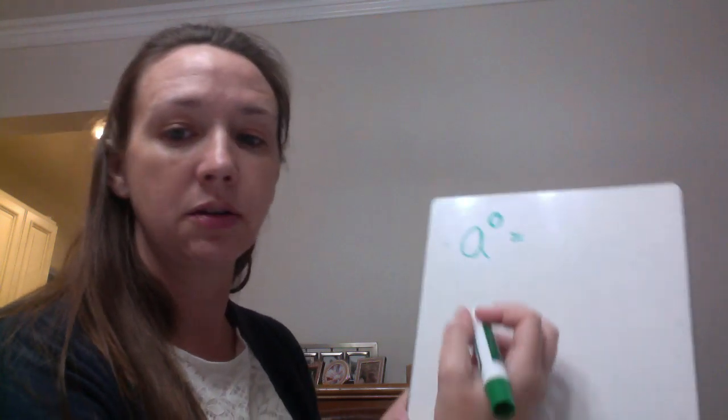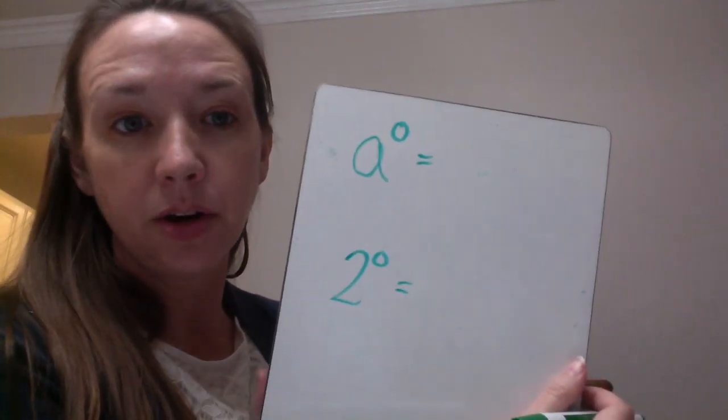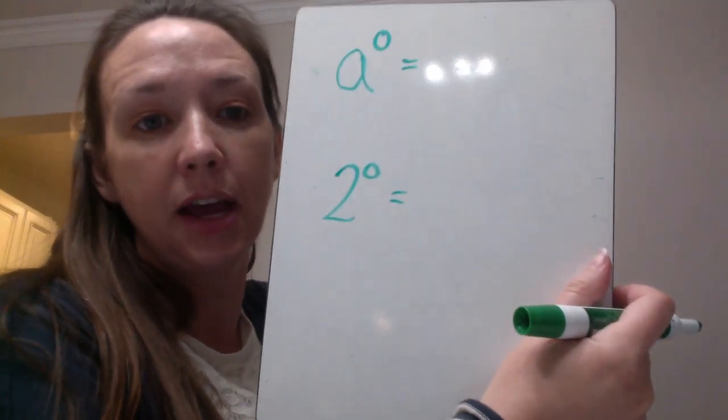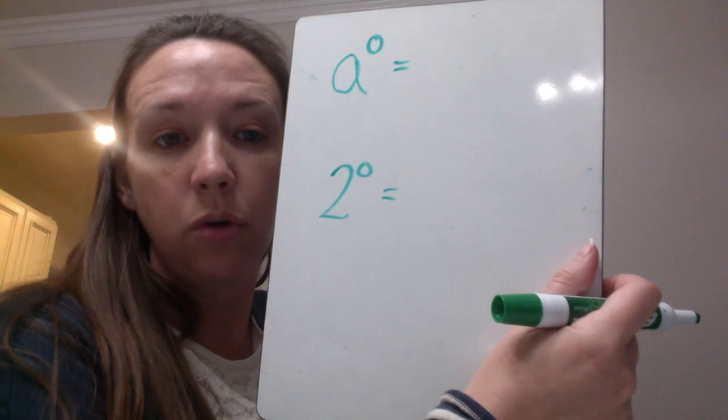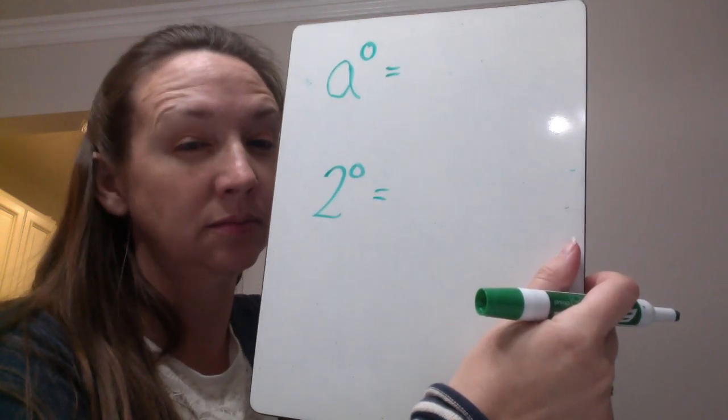This fourth one, boy, you better know. You better know. Say it out loud. Anything to the 0 power. Let's do 2 to the 0 power. Say it out loud. Tell your brother, your sister, your dog, your mom, your dad, whoever's there, your wall, your stuffed animal, whatever. Tell me.